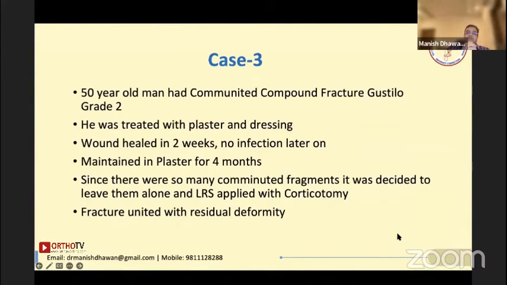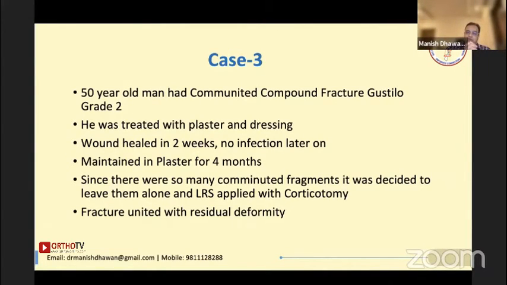Now coming to case 3, this is a 50-year-old man with a comminuted fracture, Gustilo grade 2. He had a very comminuted fracture and a small wound, and he was treated with plaster and dressing. At 2 weeks, the infection healed, but the fracture was so comminuted that the surgeon put him in a plaster for 4 months and he did not know what to do.